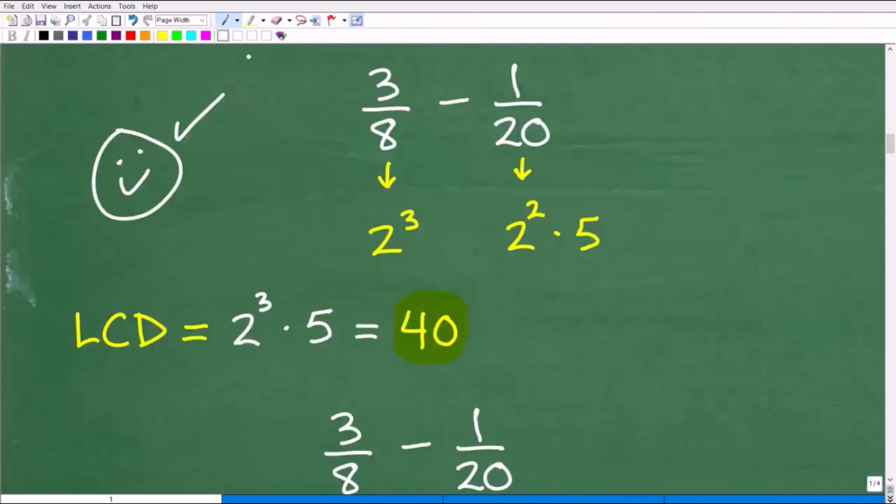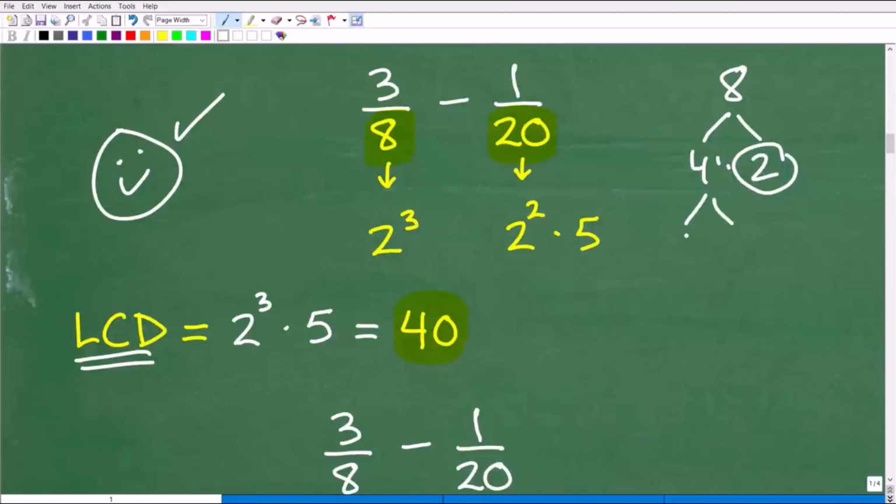But anyways, let's go ahead and just quickly talk about how 40 is the LCD. Now, if you're like, oh yeah, that is the LCD, I could just tell. Well, what you need to do to calculate the LCD is you take the denominators, in this case 8 and 20, and we prime factor each of these denominators. For example, 8, I can factor as 4 times 2. 2 is a prime number, but I can continue to factor 4. 4 I could continue to break down as 2 times 2. So 8 is the same thing as 2 times 2 times 2, or 2 cubed.